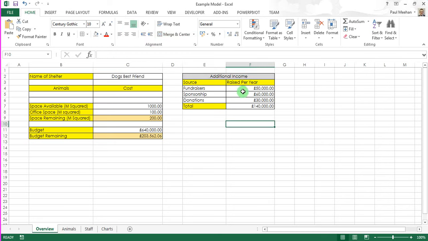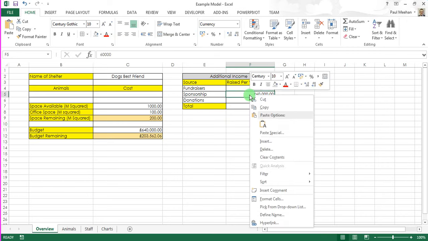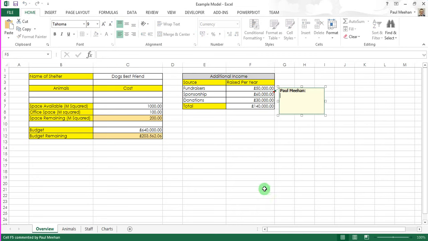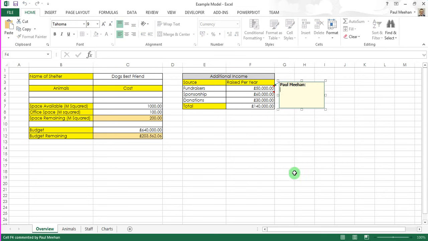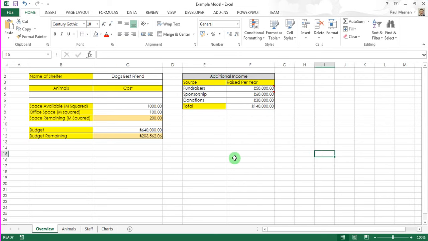How much do you reckon your fundraisers are going to make for you? How much do you reckon you're going to make from sponsorship? How much do you reckon you're going to make from donations? I would also put a comment in. So £5 per month, 1,000 people, to show how you've calculated that. And I'd put little comments in for each one. All right, it's up to you what you put in there. The more original the idea, the better the grade you're going to get.